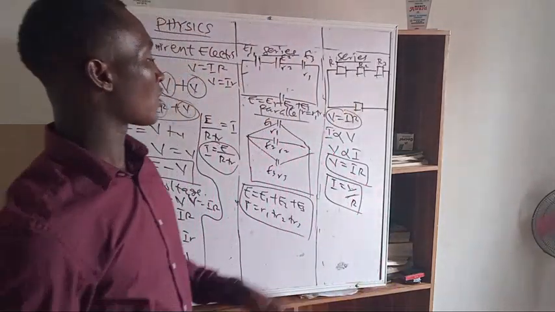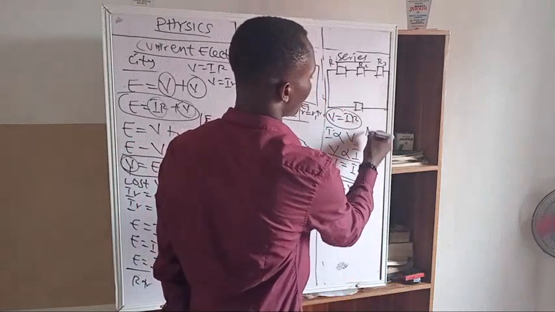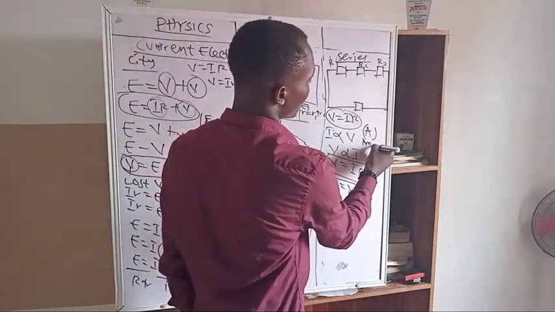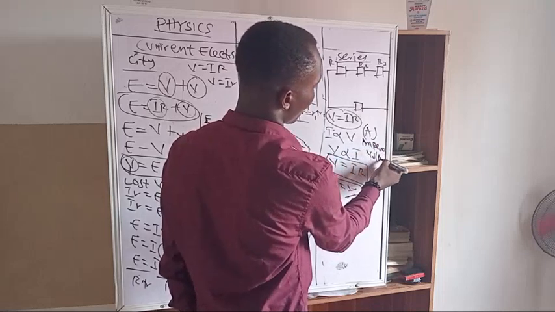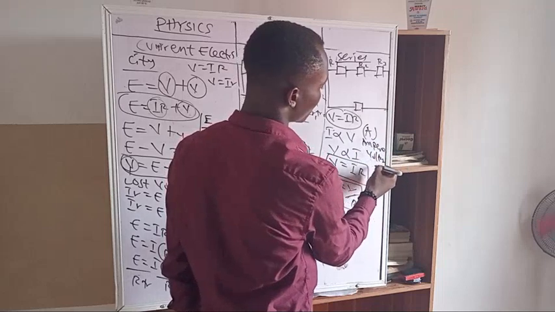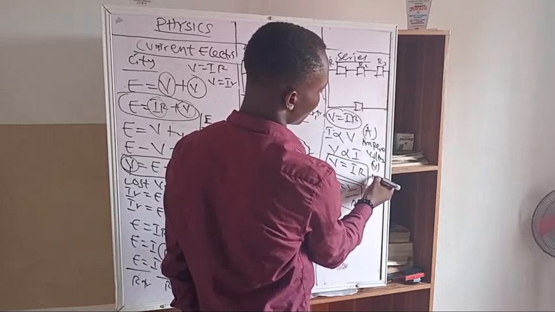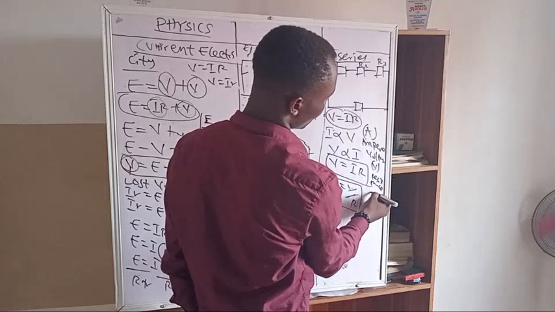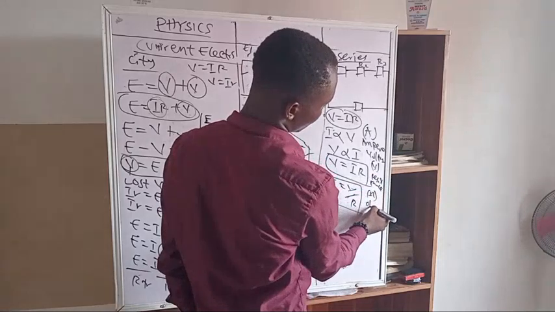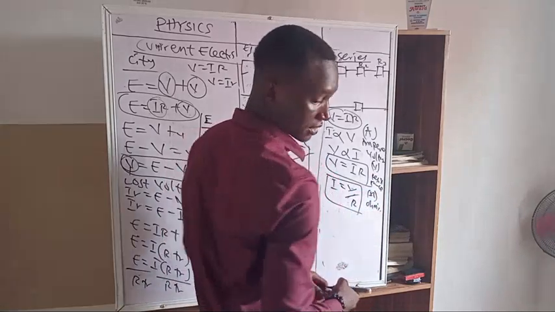So our current is measured in ampere. Current is measured in ampere. Potential is measured in volts. Voltage V, and your resistance is measured in ohms. Resistance is in ohms. All right, so that is what we have.